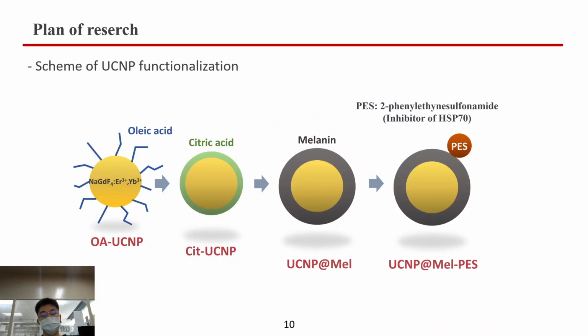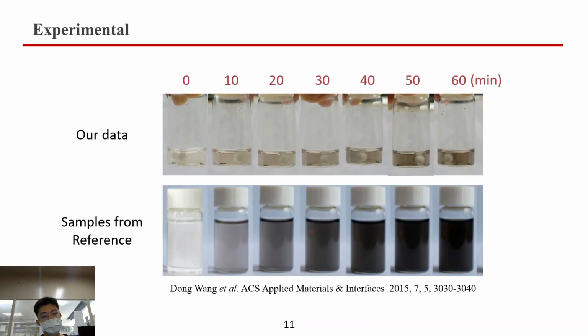So my goal is to functionalize my UCNP by coating a melanin shell on it and loading the inhibitor of heat shock protein 70, PES, on the melanin shells. And I want to use this system in photothermotherapy. When the temperature reaches a certain point, the bonding between the PES and melanin shells will break, and the PES will block the function of the heat shock proteins. Then we can enhance the therapeutic effect.